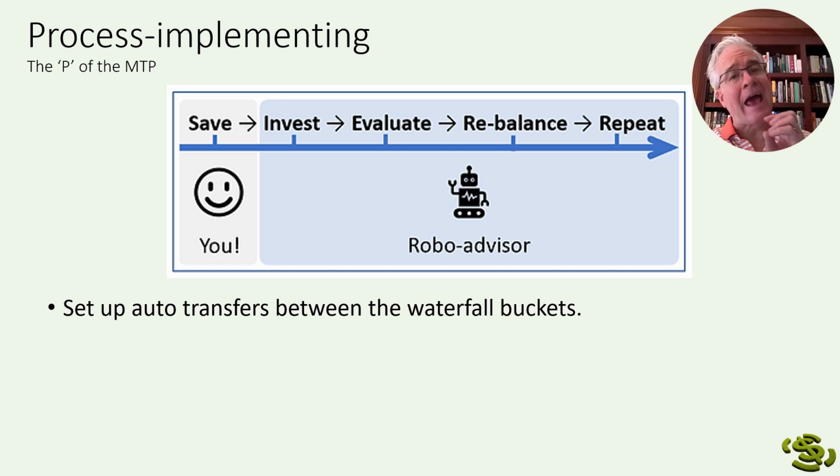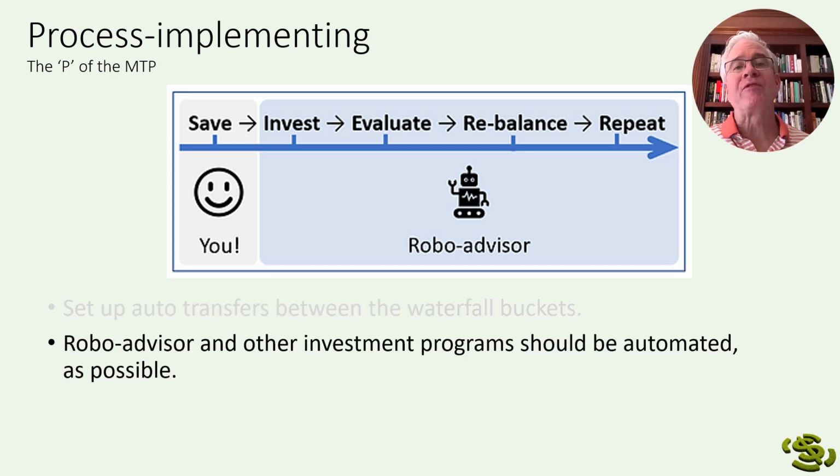Here are some tips and habits for implementing the savings waterfall. First, set up auto transfers between waterfall buckets. This is called a commitment device. The behavioral sciences teach us that commitment devices like auto transfers work really, really well.